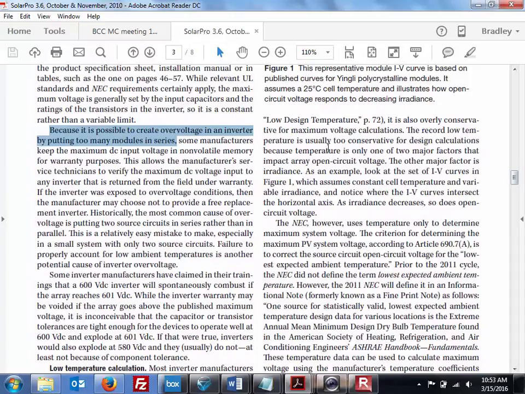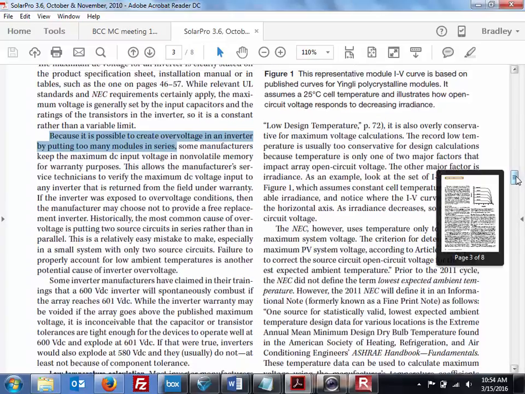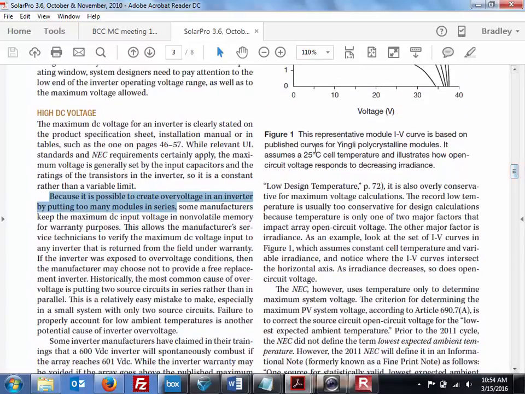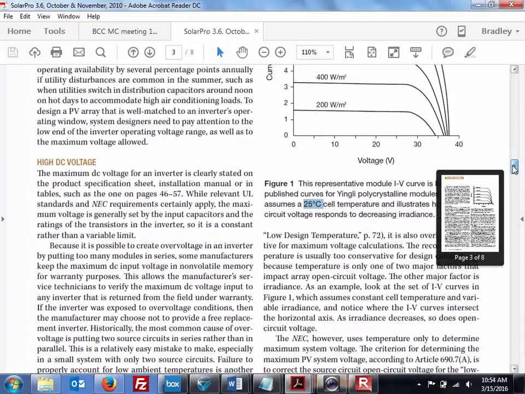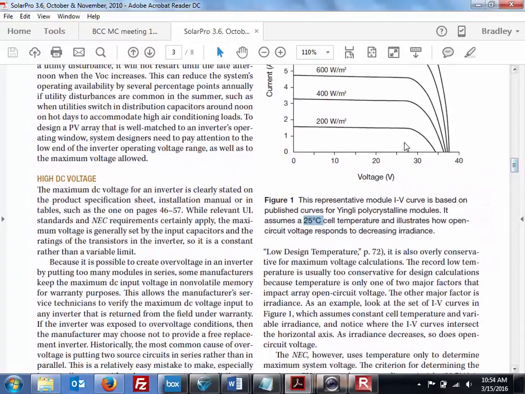Low design temperature, that's coming here in a few pages. So this is just for 25 degrees Celsius. If the temperature lowered, each one of these curves would rise. If the temperature got hotter, each one of these curves would diminish.